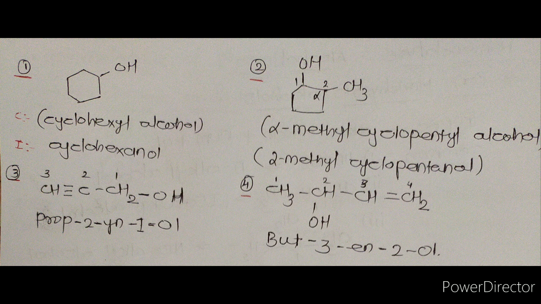Now the fourth compound, CH3 CHOH CH double bond CH2. Here two different functional groups are there, OH and a double bond, in which the priority of the OH group is more than the double bond, so we give the numbers in such a way that OH gets the lower number. Now the total number of carbons is 4, hence it becomes but. Now the third carbon contains the double bond, hence it becomes 3-ene, and the OH group is present on the second carbon, hence it becomes 2-ol. So the final IUPAC name is but-3-en-2-ol.